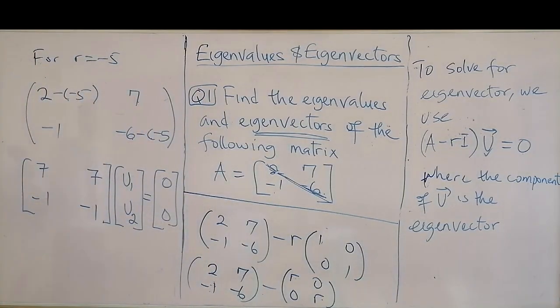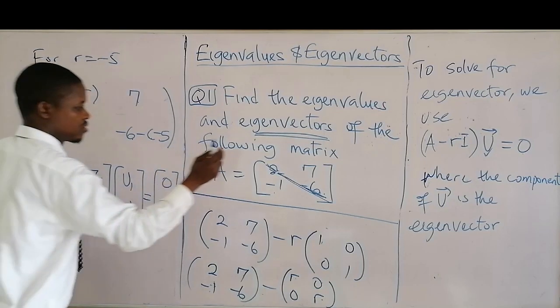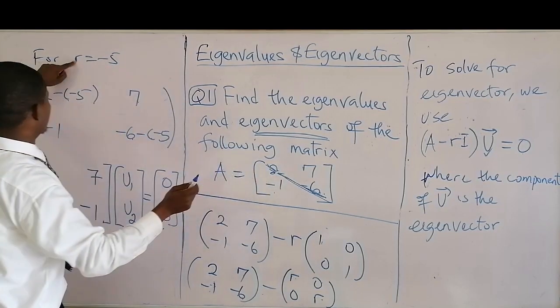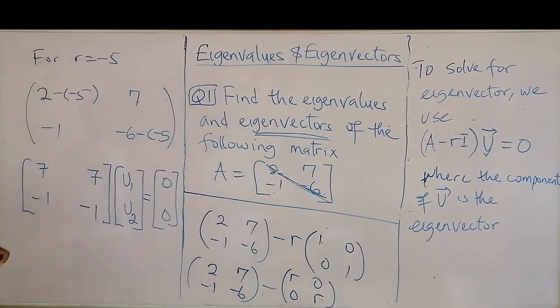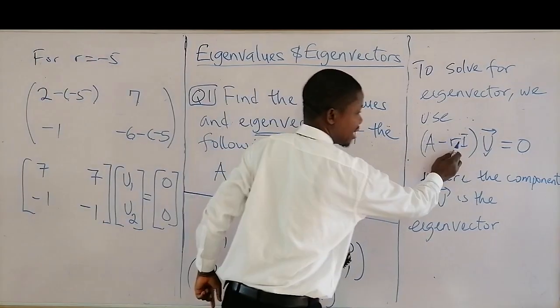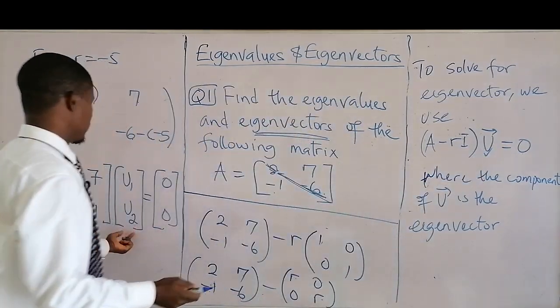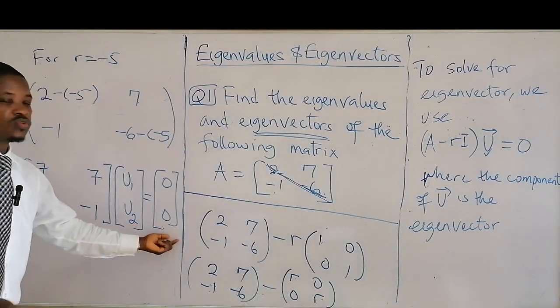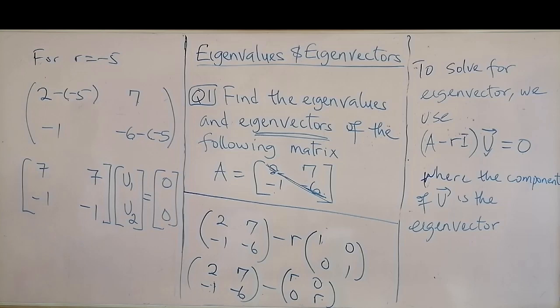A column matrix. I just try to use this one to explain. Okay. Your r value, go back to your matrix. Replace, when r is minus 5, put it there. Okay. Then I'm using this formula, then times the component of that vector. Okay, equal to what? Equal to 0. That's what we have now.